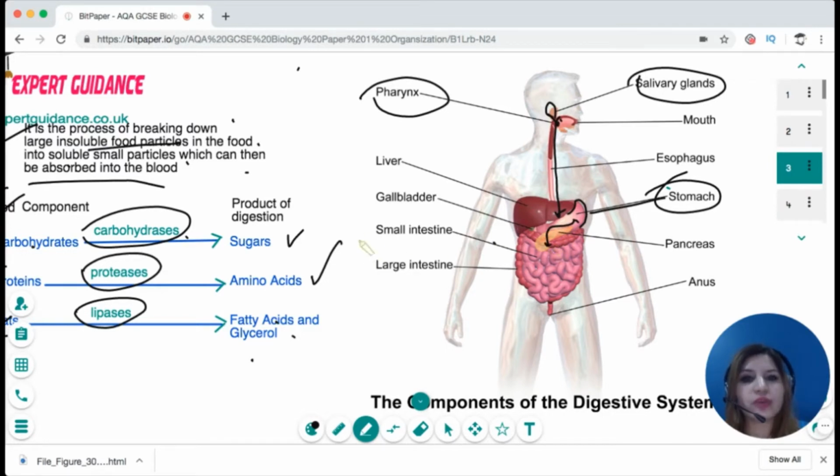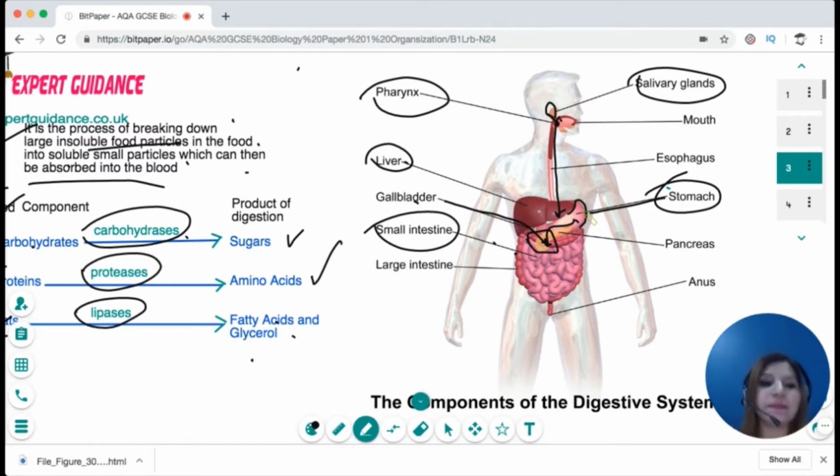When it goes into the small intestine, it gets two secretions. One, from the gallbladder, it receives bile. Bile is made in the liver and stored in the gallbladder. The bile emulsifies the fat and neutralizes the stomach acid, which comes with the food. And then the pancreas releases the pancreatic juice, which contains all the enzymes to finish the digestion. So carbohydrases, proteases, and lipases are all present in this pancreatic juice.